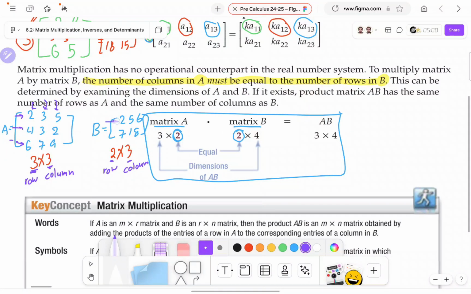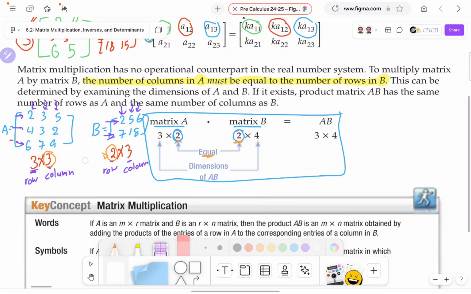Now, look at this one: 2 rows, and how many columns? 3 columns. Now, check this out. Here we have a 3, and here we have 2. Are they equal? They are not equal, so we can't multiply them. They should be equal, as mentioned here. Now, how can they be equal?